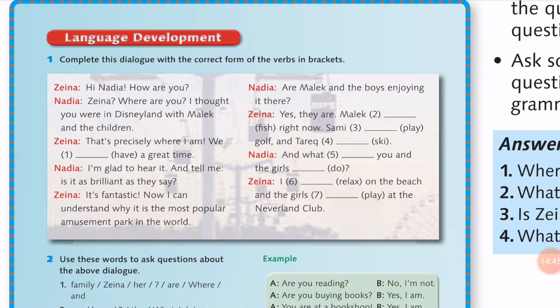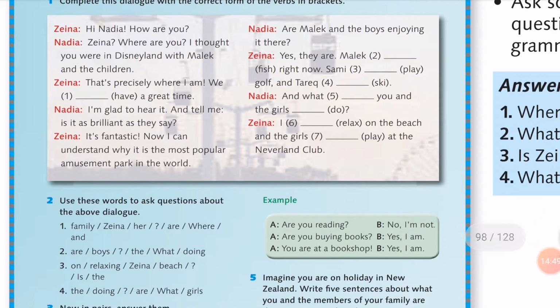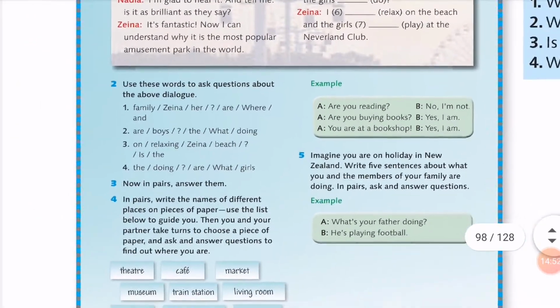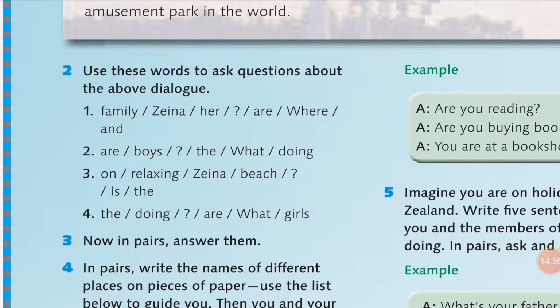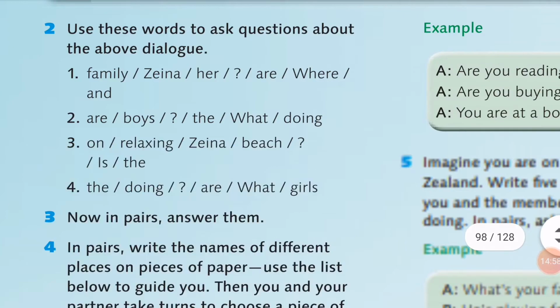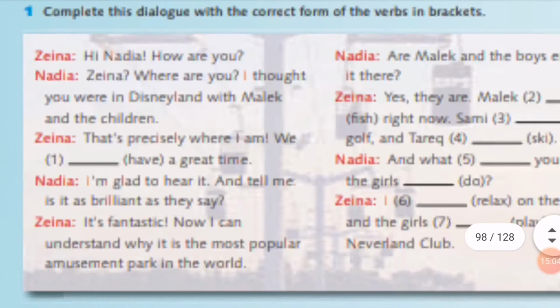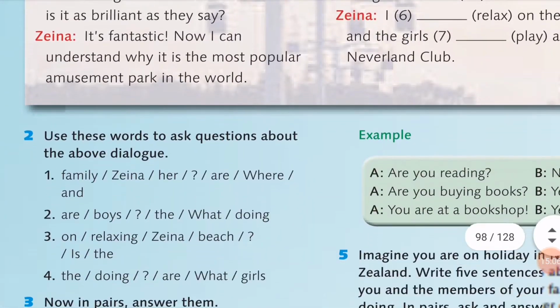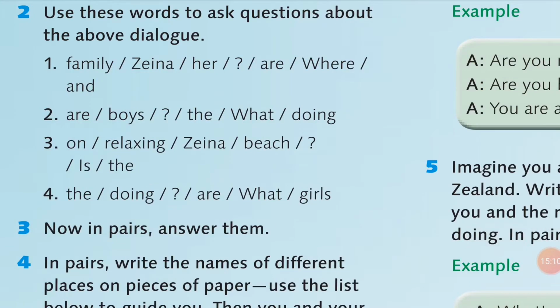Okay, now the second thing here you have to discuss in this lesson, exercise number 2. In exercise number 2, you have to use these words to ask the questions about the above dialogue. The above dialogue, they mean this dialogue here between Zaina and Nadia. Look at these questions. Look at number 1, 2, 3.